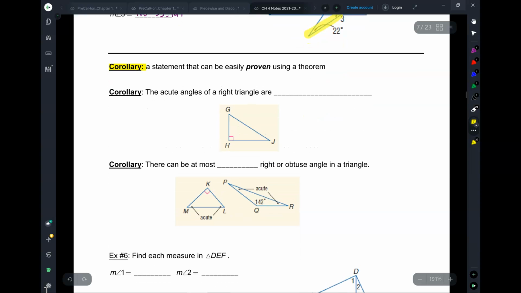So here we go. Corollary. The acute angles of a right triangle, so the acute angles, this and this, of a right triangle, they always add up to how much? Nope, just the acute ones. Just these two blue ones. They always add up to 90, so they're complementary. So basically we know that the three of them together add up to 180. So now you're like, oh, so if one is 90, then the other two have to be complementary.